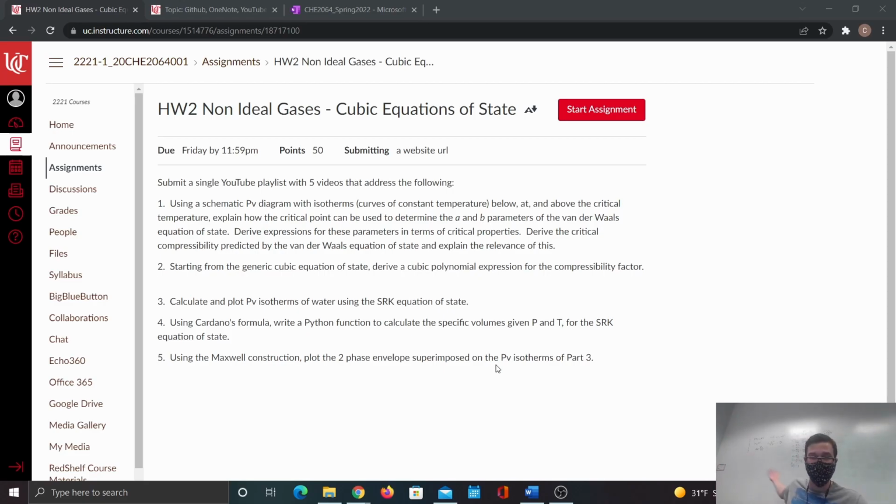Starting from the generic cubic equation of state, derive a cubic polynomial expression for the compressibility factor. As you can see behind me, and in the first video, we found the compressibility at the critical state. This is somewhat using that, but it's using the compressibility. We are familiar with Z, the compressibility factor, and we're using that to find a cubic polynomial for it.